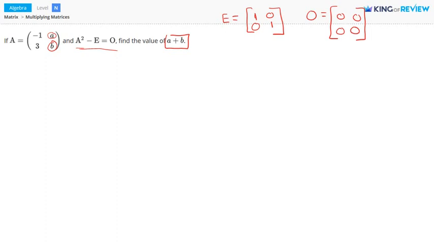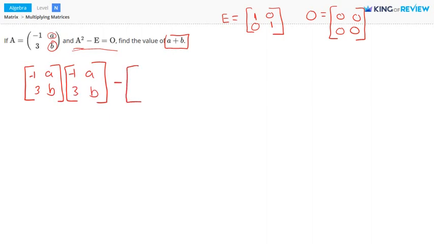So now let's set this up. A squared is going to be matrix A multiplied by itself. So we have negative 1, a, 3, b, that's matrix A. Since it's squared, we're multiplying it by itself. So negative 1, a, 3, b, minus the identity matrix, which is 1, 0, 0, 1. And this is equal to the zero matrix, which has zeros for all of the entries.